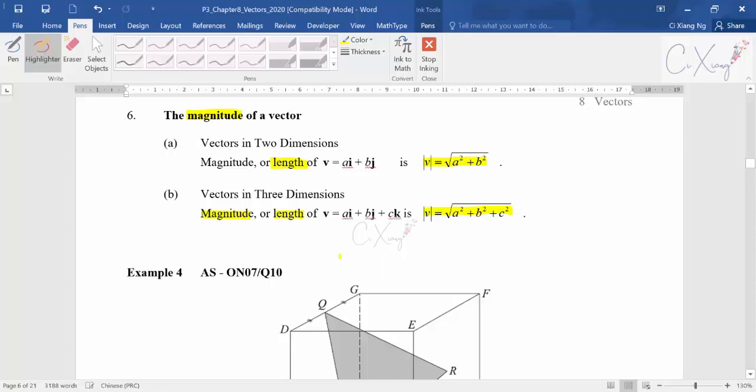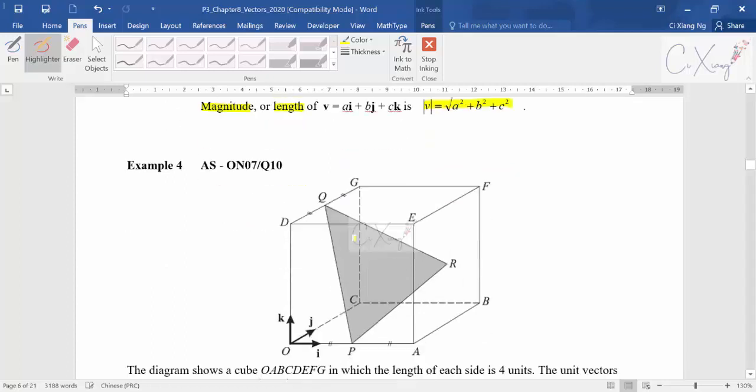So if, let's say, in the exam they didn't use the word magnitude, at least you have to know that length also has the same meaning. The length of the vector. So that's the formula. It's a very simple formula. So let's have a look at example 4.